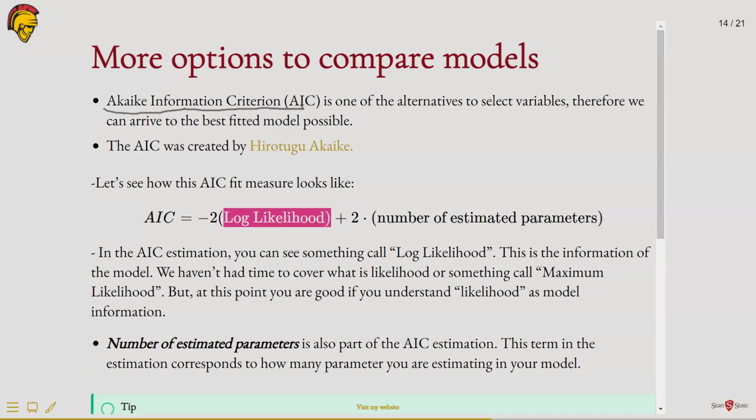There is something called maximum likelihood as well that we haven't talked about, and we will not talk about because that's a more advanced topic. But just think about likelihood as the information that your model provides, right? So each model that you run will have a likelihood, and we're going to estimate the log likelihood of that model. Well, you will not do it. R and Jamovi and all software will do it for you.